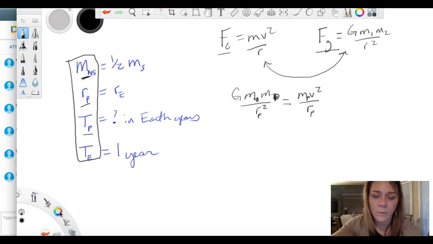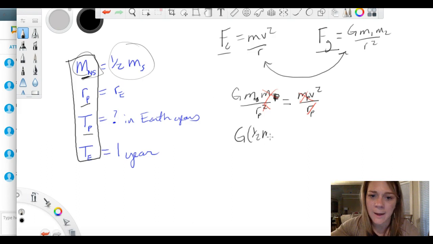I'm going to rearrange and cancel some things out. This r squared is canceled out by this r because they're both on the bottom and opposite sides of the equation. They cancel each other out. Mass of the planets on each side cancels out. So now I'm left with G, and instead of saying mass of the new sun, I'm just going to say half of the mass of our sun. So we have times 1/2 the mass of our sun, because I'm putting it in terms of our sun. And then we have the radius of the planet equal to the v squared.